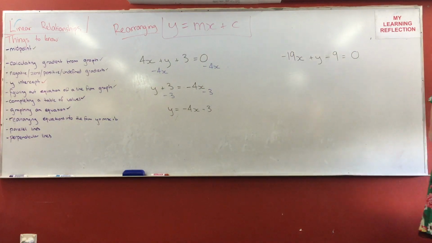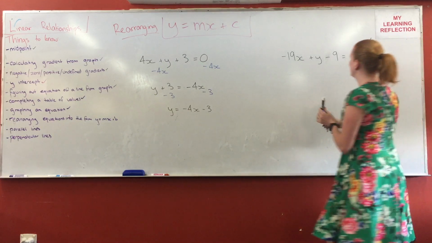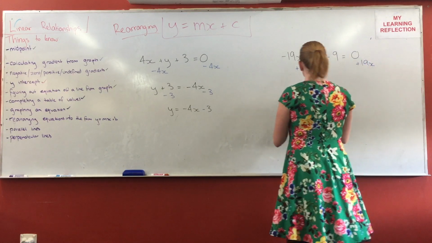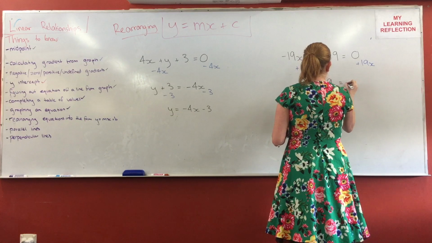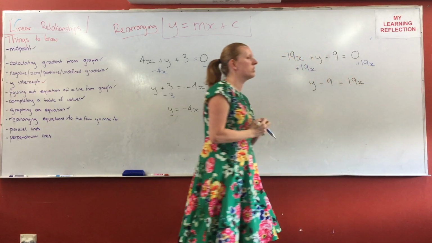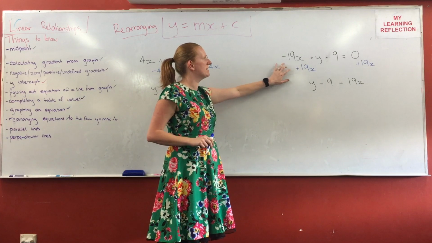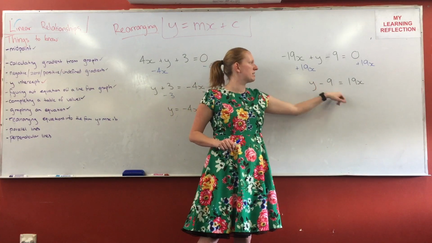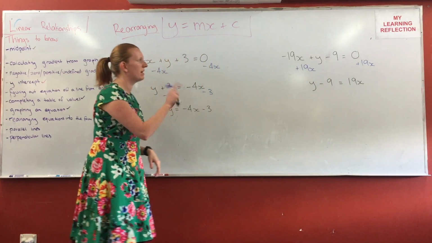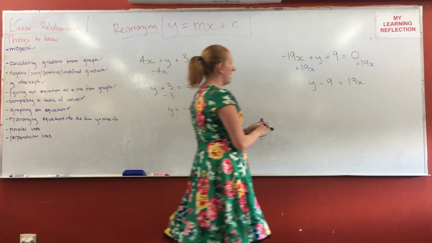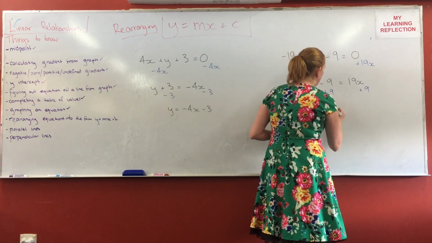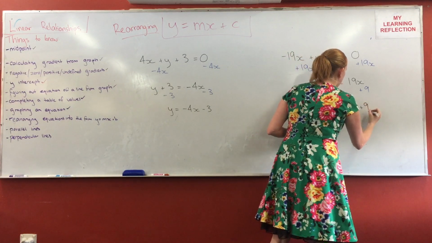This one looks a lot more ugly because it's got some bigger, weirder numbers and some negatives. Plus 19x. Why don't we get a formula? It's so easy. I know. Alright, so the first thing I did was I added 19x to both sides. That gets rid of that. What I'm left with is y minus 9 equals 19x. How do I get rid of that minus 9? Great. I'm going to add 9 to both sides. So y equals 19x plus 9.